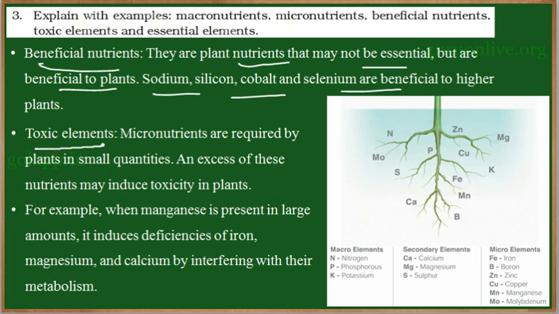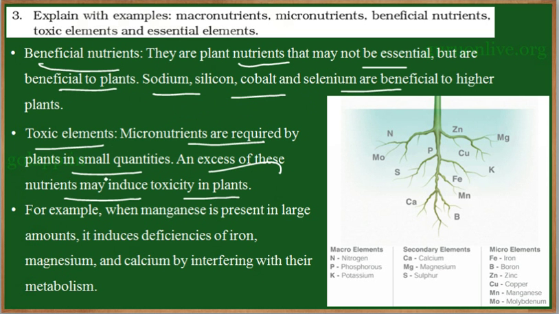Next one, toxic element. The micronutrients are required by the plants in small quantity. As we learnt, micro means small. They are present in a trace amount, and the plant requires them in a smaller quantity, but they are essential. Any excess of these nutrients may induce toxicity in the plant. If the micronutrient concentration increases in the plant, they can become toxic. They can affect the function of the plant or a cell, and disturb the physiological or metabolic reactions. Such nutrients are called toxic elements.